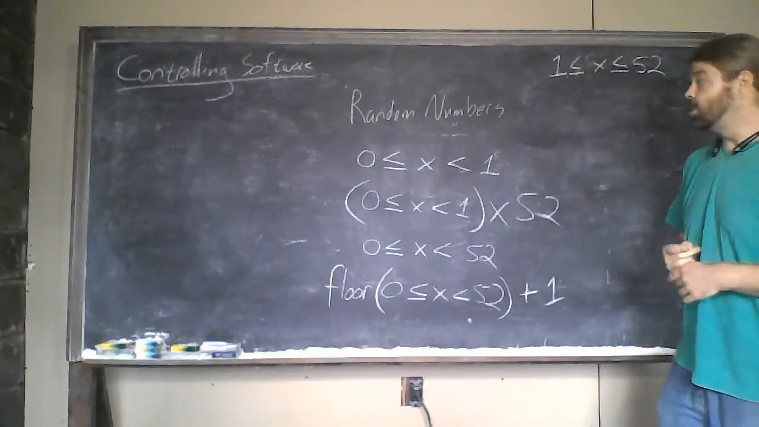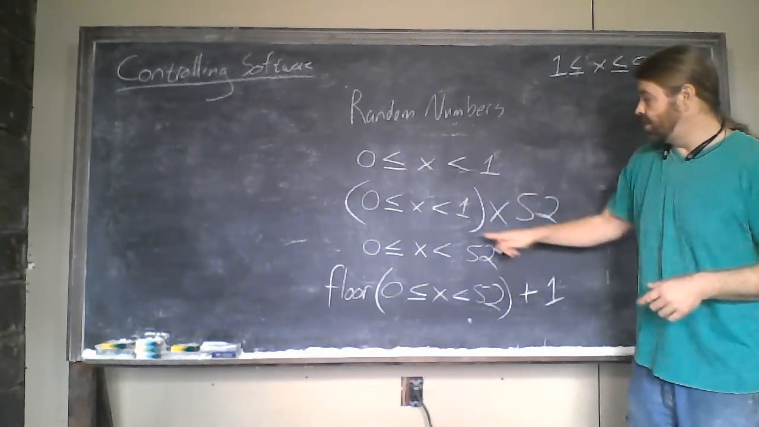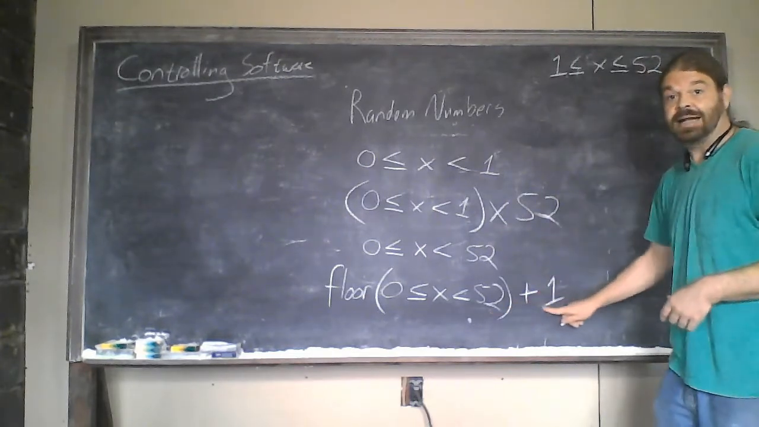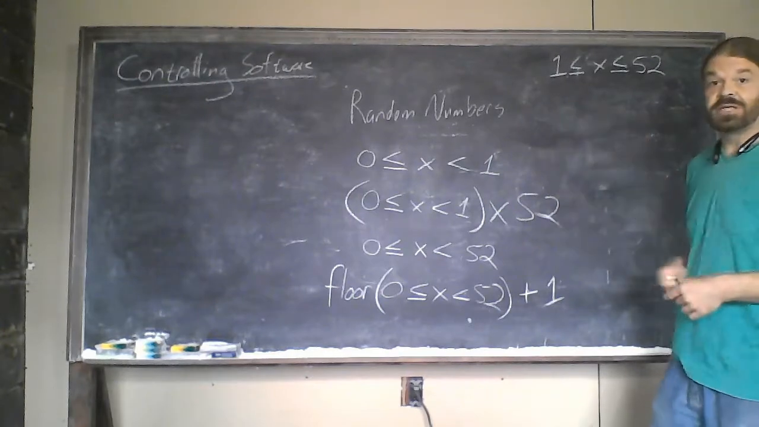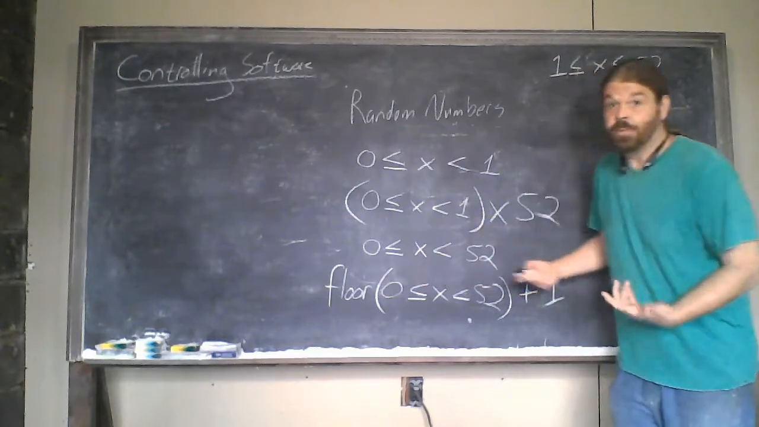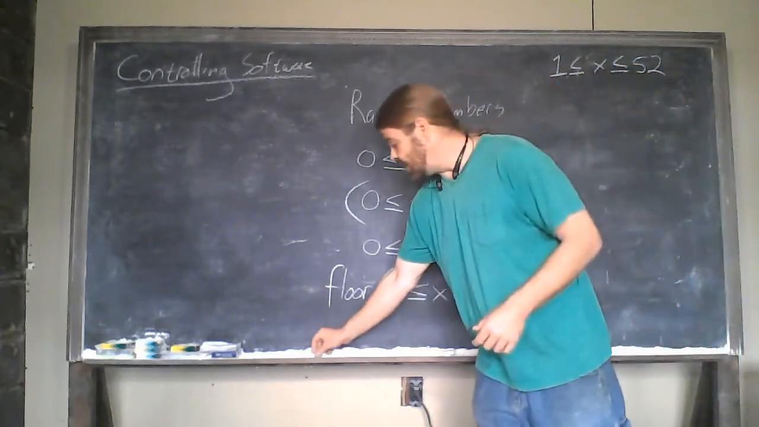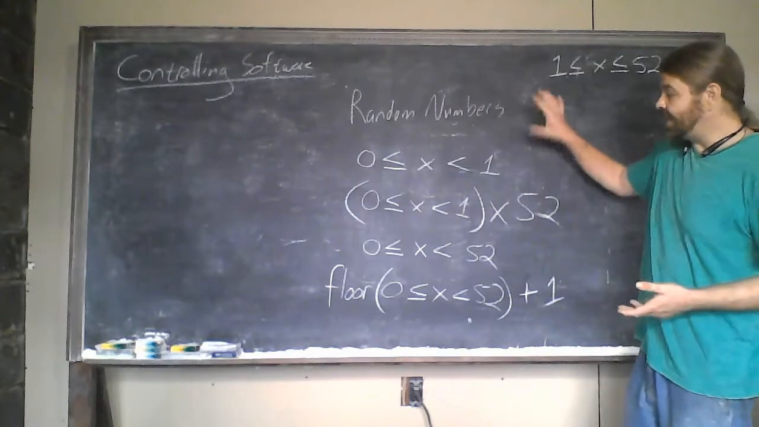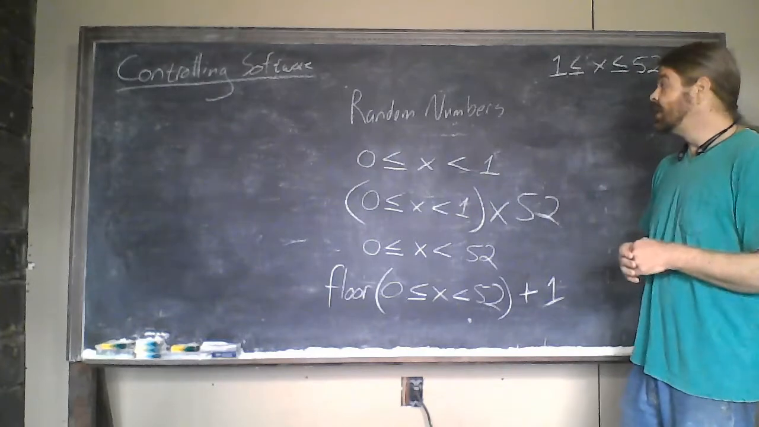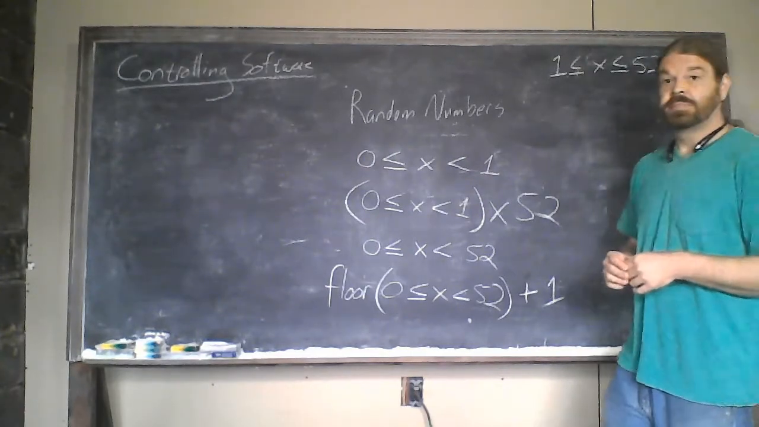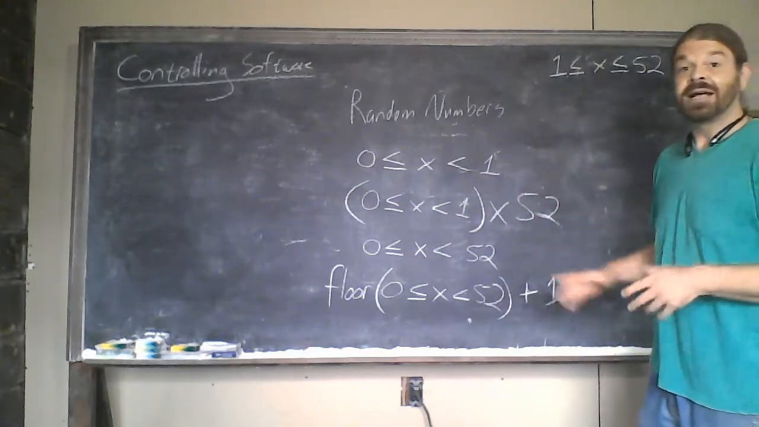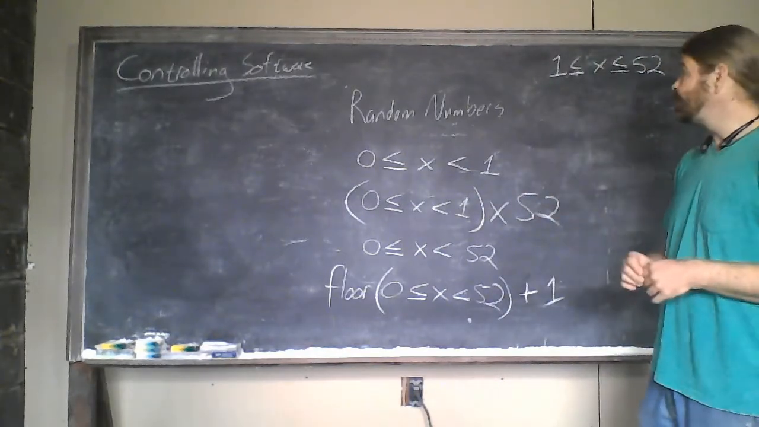So that's kind of how random numbers work. Just ask for a random number, multiply by whatever size you need, then floor it, and add some back if you want to adjust your range. You could stop at this point and have 0 to 51. That'll work just as well. But that's how random numbers work. So we'll use that to generate some random network addresses and make a program that keeps track of the machines on the network for us.